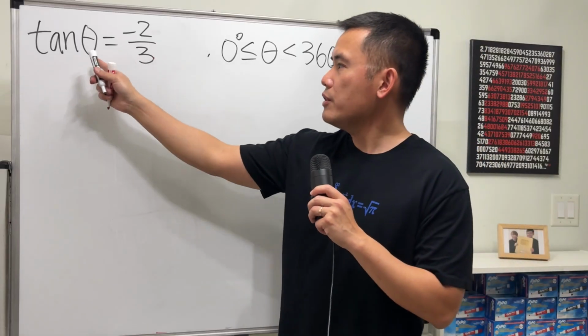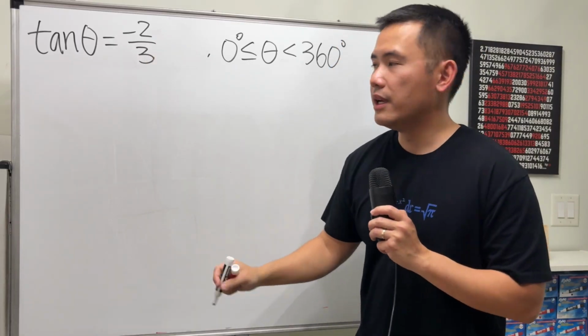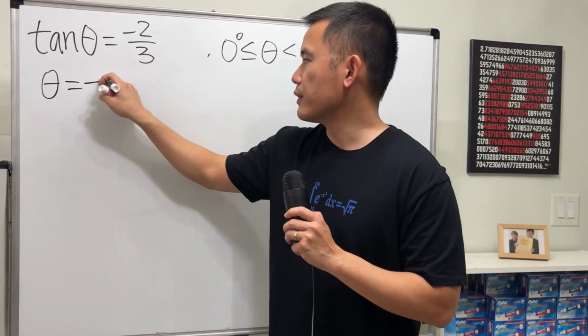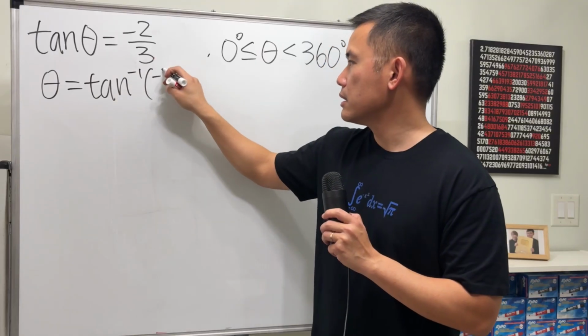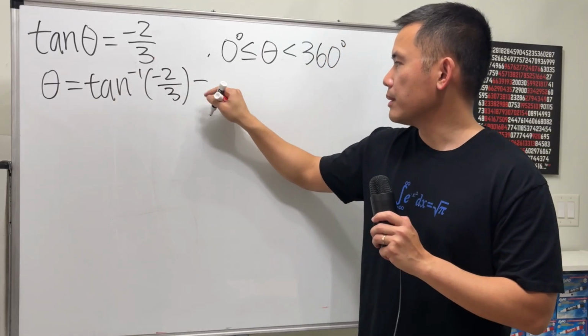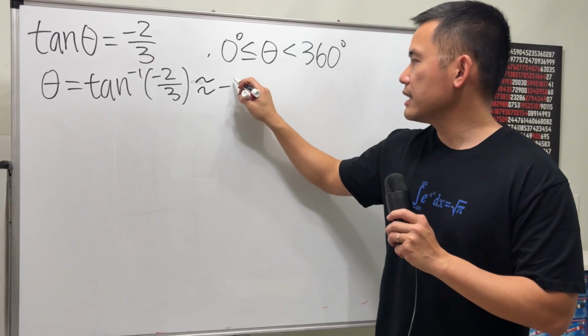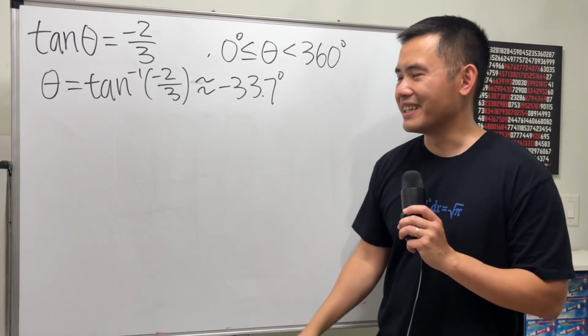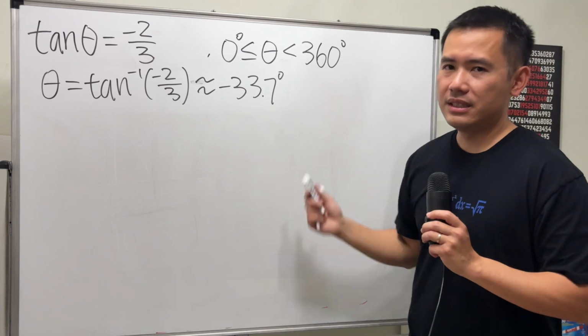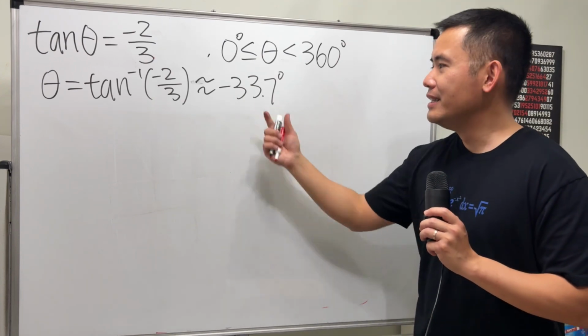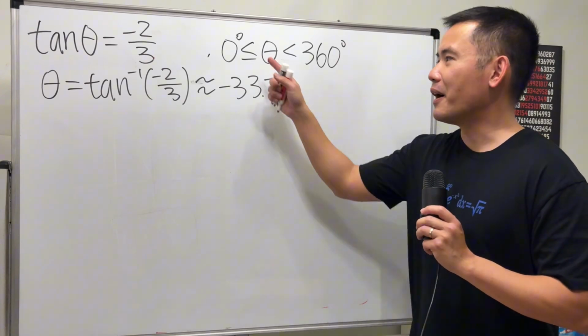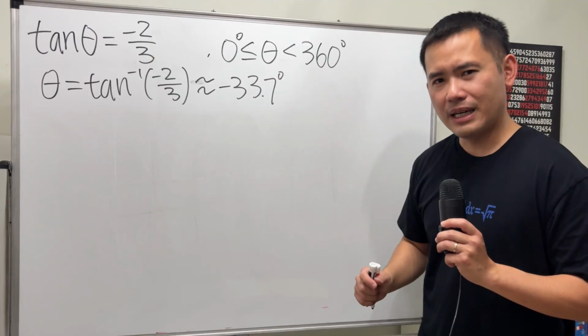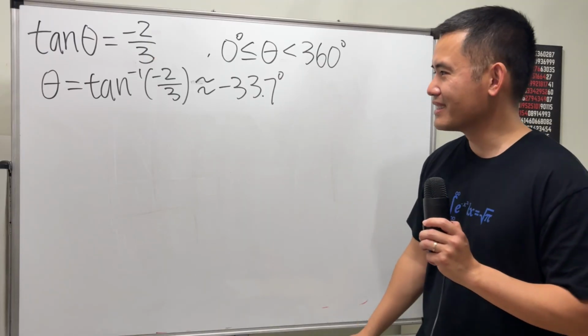So here we have tangent theta is equal to negative 2 over 3. So let's right away take the inverse tangent on both sides. And we will get approximately negative 33.7 degrees. Oh no, because this is not inside of this interval. But don't worry, this will help us to get the answers that are inside of this interval. But how though? Again, draw triangles.